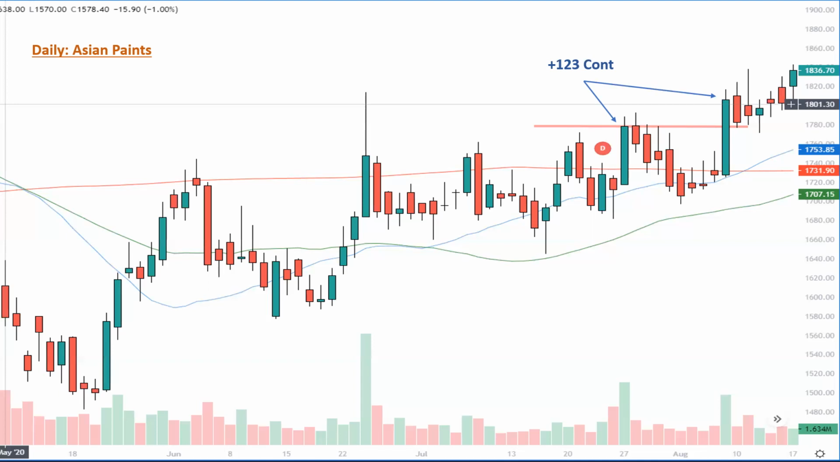Now, if you go and see the second WRB, that is where the trade has worked out. So again, we have a wide range bar, and this is even a bigger wide range bar, which has taken out the high of the previous resistance. Then we had the second bar, which is an inside bar.